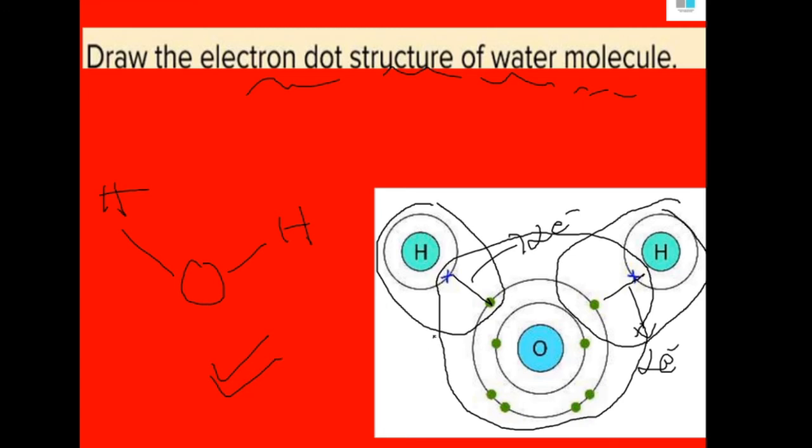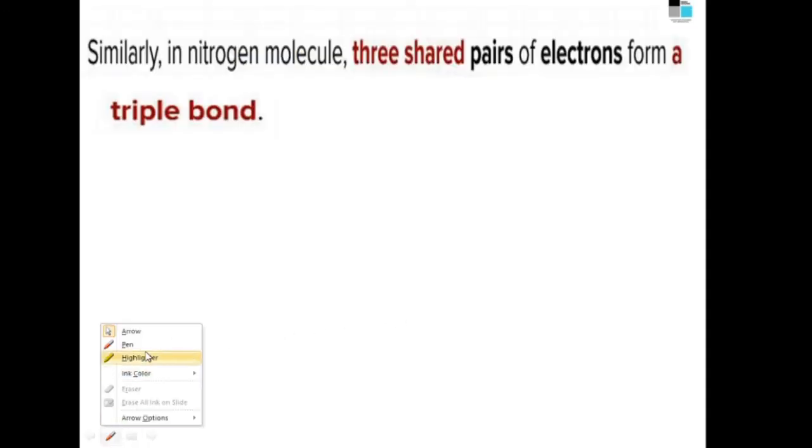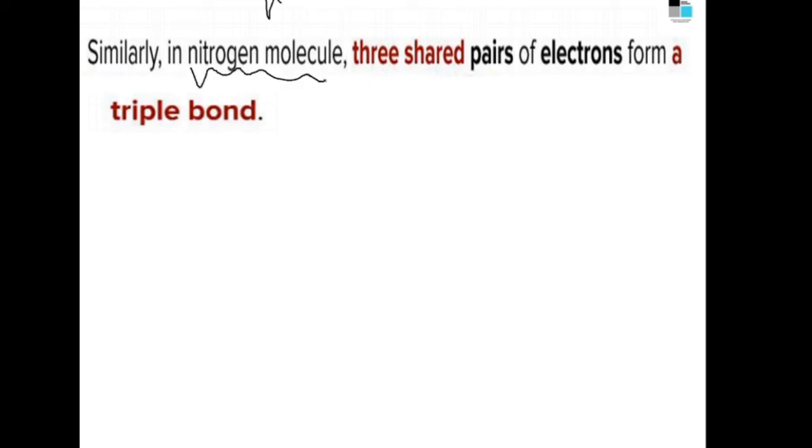Now let us move forward and discuss another case, that of nitrogen. Now nitrogen's atomic number is 7. So its electronic configuration is 2, 5. So you can see that in its outermost shell we are having 5 electrons.